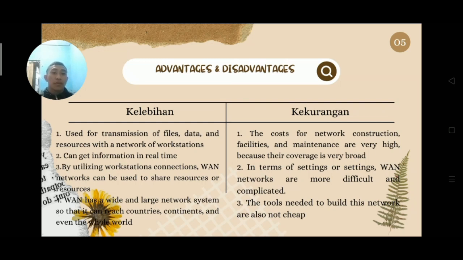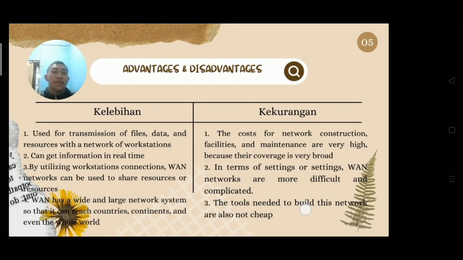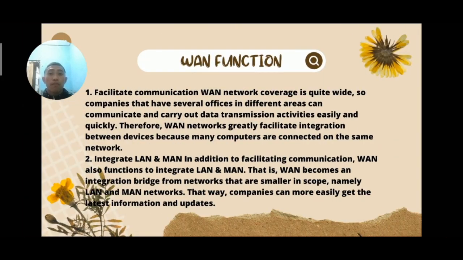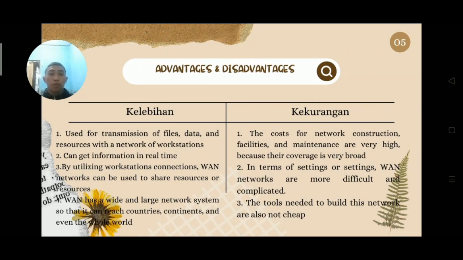But the WAN also has disadvantages. For the disadvantages of WAN, the first is the cost for the network construction, facilities, and maintenance are very high because their coverage is very broad. And the second one, in terms of settings, WAN network are more difficult and complicated. And the last one, the tools needed to build this network are also not cheap.